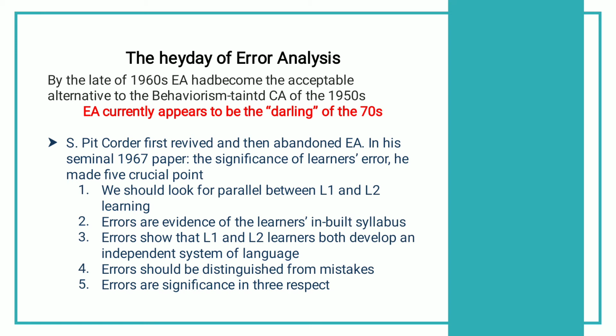He made 5 crucial points. 1. We should look for parallels between first language and second language learning. 2. Errors are evidence of the learner's inbuilt syllabus. 3. Errors show that first language and second language learners both develop an independent system of language. 4. Errors should be distinguished from mistakes.